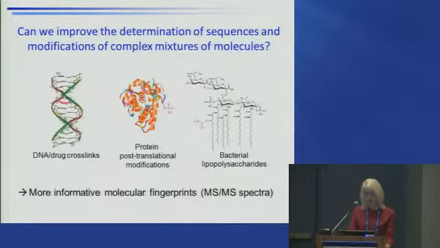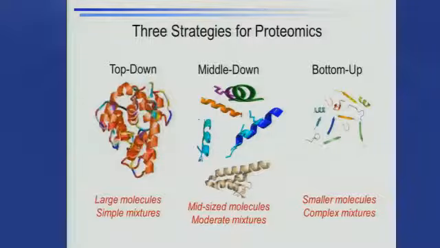identified. And in order to do this, really what we need are more informative molecular fingerprints. And in the mass spec world, we think of that in terms of fragmentation patterns and interpreting those fragmentation patterns to reveal more information. I'm going to talk about 3 different strategies that we can apply with photodissociation to look at features of proteomics. So I'll run the gamut from top-down methods.